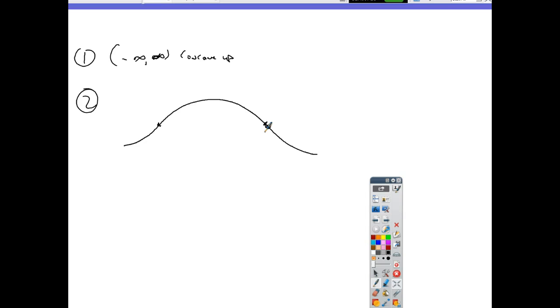So from negative infinity to, what's an estimation of the number? -2, you think? Okay, I'm going to go with -2. I really think it's -1.5, but I'm going to go with -2. From negative infinity to -2, it's concave up. From -2 to 2, it's concave down. And then from 2 to infinity, it is concave up.